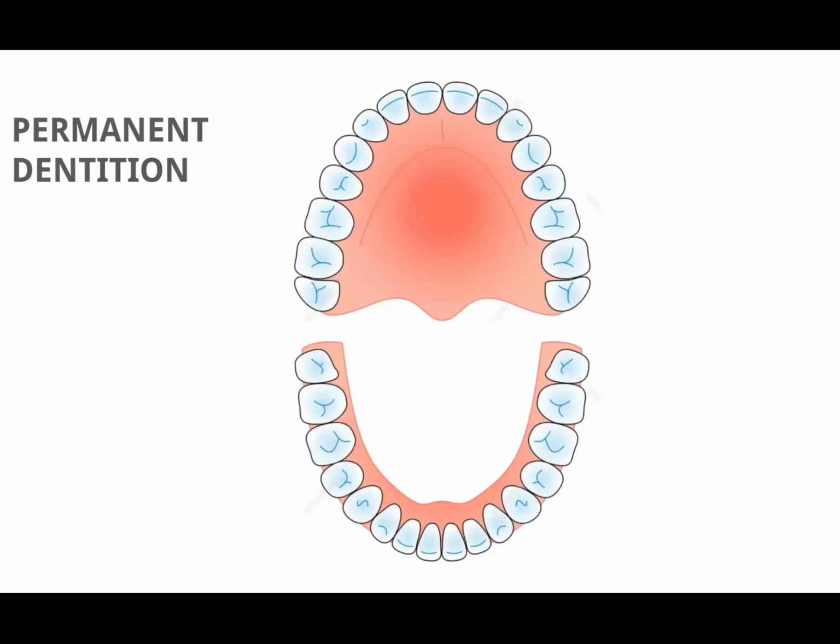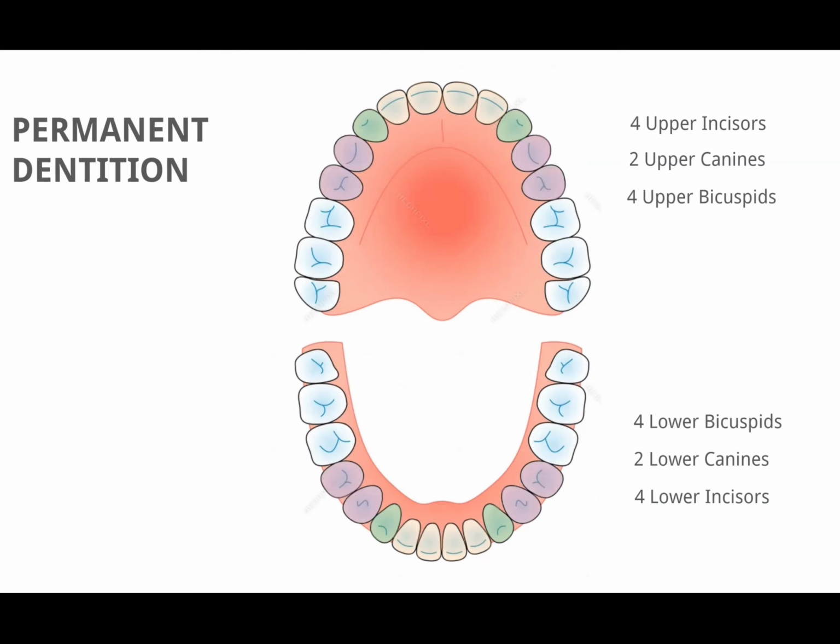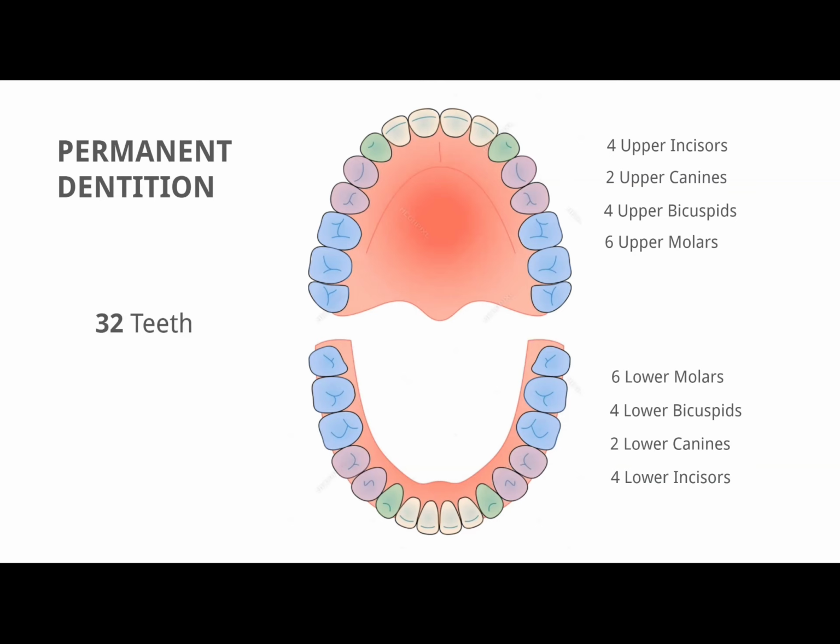When we talk about adult or permanent dentition, we know that we have different kinds of teeth that we call by different names. In the case of the front teeth, we have incisors. We have 4 upper and 4 lower incisors. We have 2 upper canines and 2 lower canines. We have 2 sets of bicuspids, 4 upper and 4 lower. And we have 6 upper and 6 lower molars for a grand total of 32 teeth.